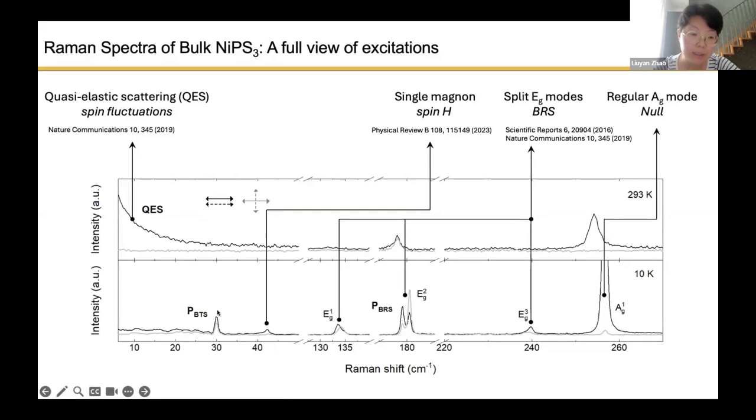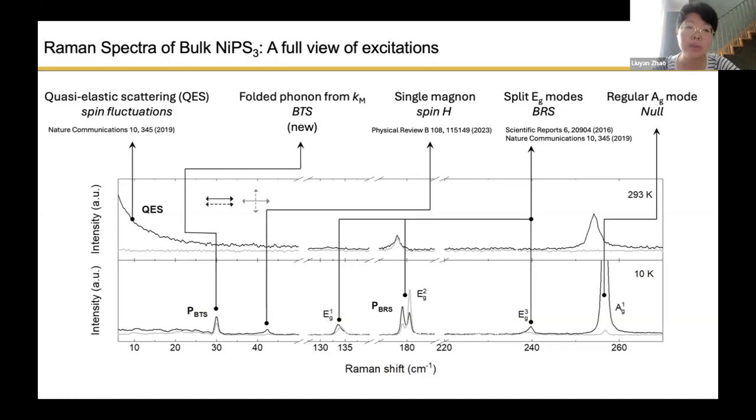So the last one is this weak peak around 30 wave numbers. And this peak is actually not seen in the literature so far. We attribute this peak to a folded phonon with the wave vector at Km, that is the zigzag antiferromagnetism's wave vector. And because it is a folded phonon, it is sensitive to the breaking of translational symmetry.